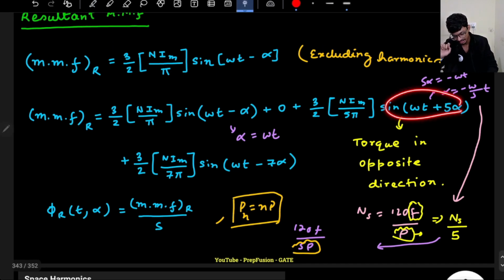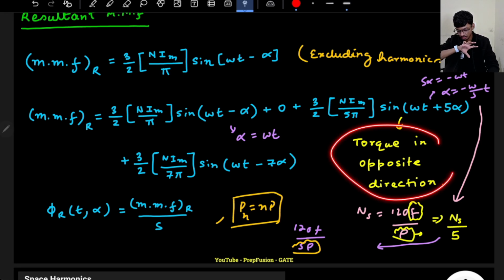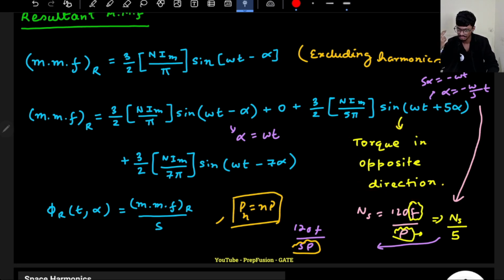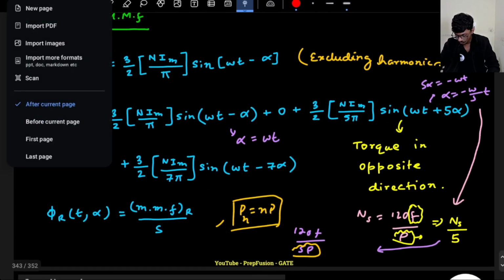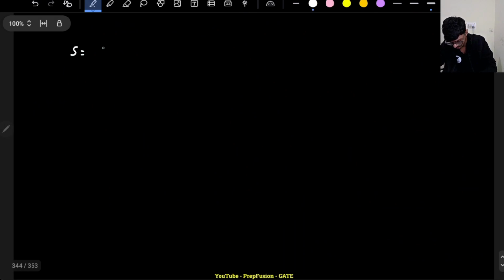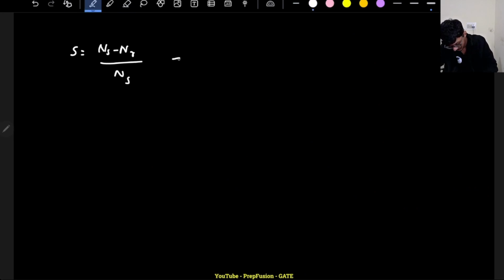Another thing is that it generates a torque in the opposite direction, because the magnetic field is rotating in the opposite direction. The rotor magnetic field will try to follow the stator magnetic field, hence the torque will be generated in the opposite direction for the fifth harmonic, same as the time harmonics. For the seventh harmonic, it will be in the same direction. One more thing: what is the slip? In normal operation, S equals (Ns minus Nr) divided by Ns. So from here I can find one ratio, which equals 1 minus Nr by Ns.